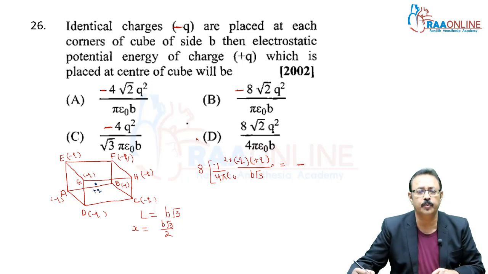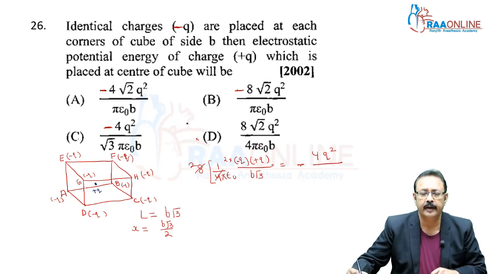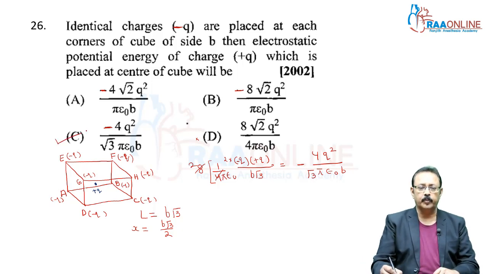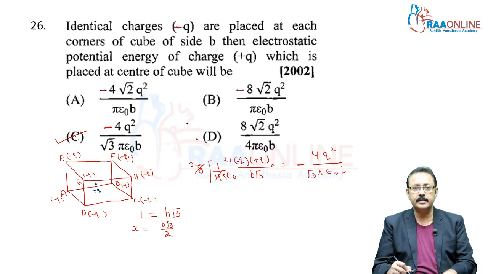8 into 2 and this is 4. You can cancel 4 with 8. You will get 2. So what is in the numerator? 4q square should be in the numerator. In the denominator, we are getting pi epsilon naught b and root 3. It means we should go with option C. So option C was correct.